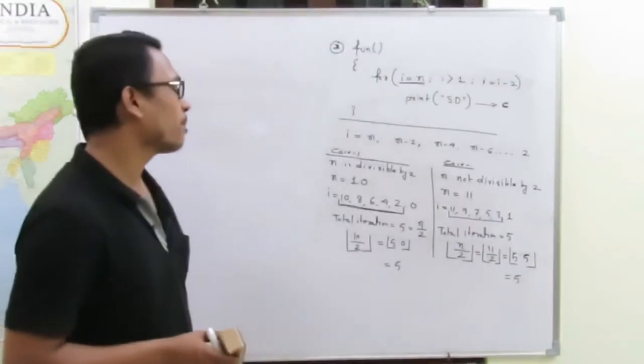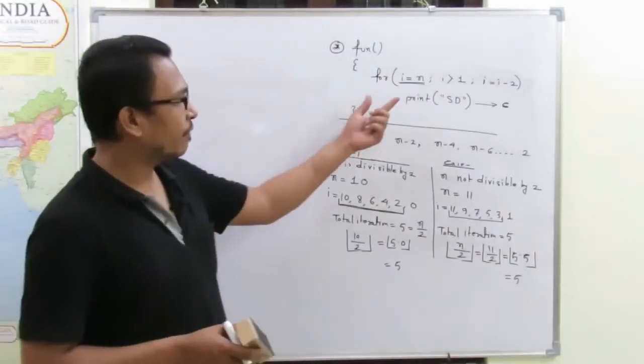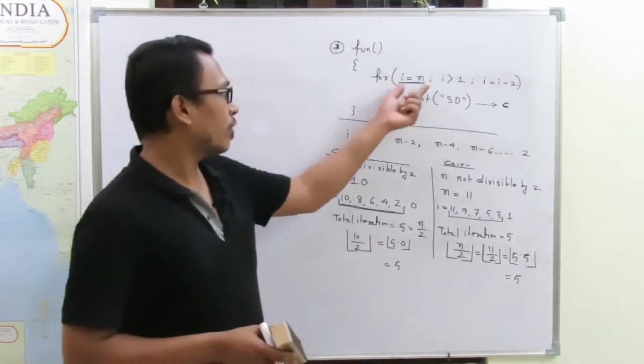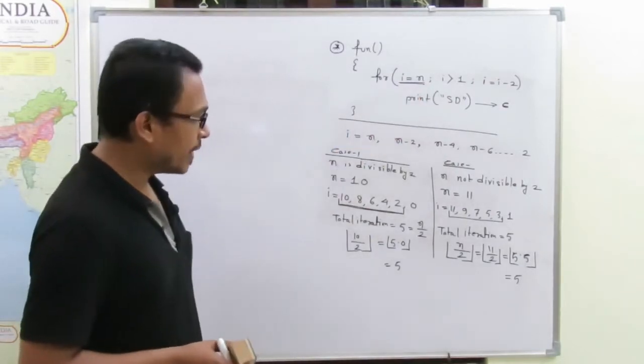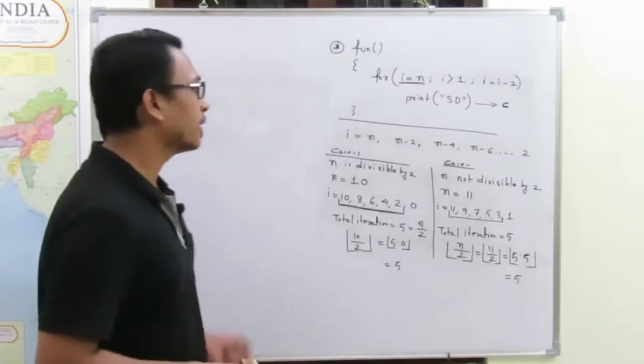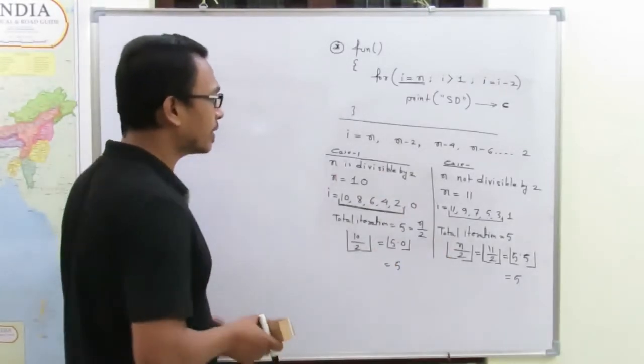Now look, the value of n, whatever the value of n, we will get how many iteration? The number of iteration will be n by 2 floor. Clear? So we are going to erase this thing.